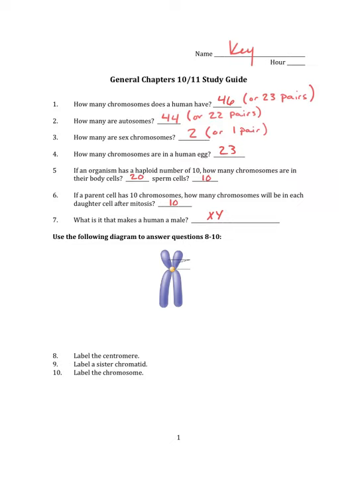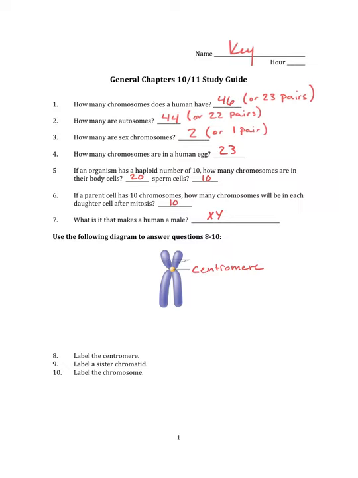Next, we're going to use number 8, 9, and 10 to label this chromosome. So we're going to label the centromere, the sister chromatid, and the entire chromosome. So number 8 wants us to label the centromere. And if you recall, the centromere is the structure that holds the 2 sister chromatids together. So here it is indicated by the color yellow.